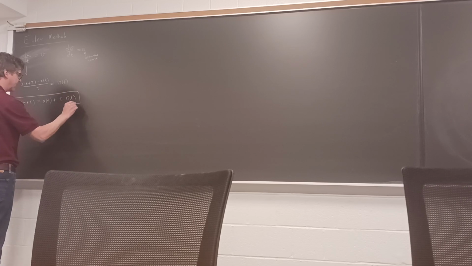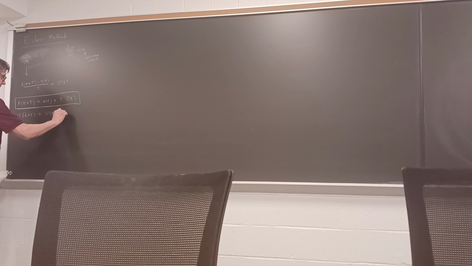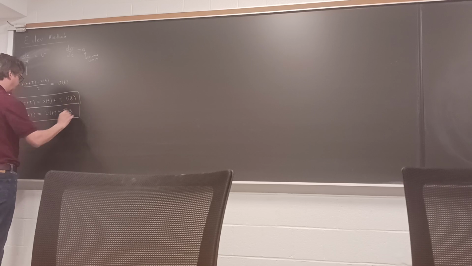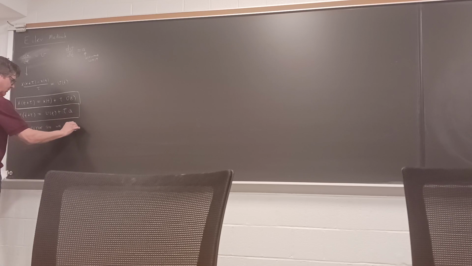Okay, so this would be a position equation, and then similarly, if we just do the same thing for the velocity, then we have v at t plus tau is equal to v at t plus tau times a. And that's the Euler method. Now, what error are we actually making? In the truncation.